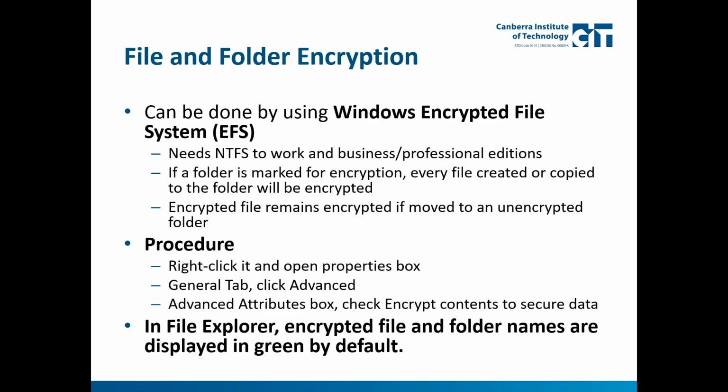If a folder is marked for encryption, every file created or copied to the folder will be encrypted. So if you have selected a folder and you have chosen to encrypt the folder, everything inside the folder will also be encrypted. An encrypted file remains encrypted if moved to an unencrypted folder. So even though you have an encrypted folder, if you decide to move the files within that folder to another folder, the files will still be encrypted. And how do you do that? Just right click and open the properties box, general tab, advanced attributes, and then check encrypt contents to secure data. All right?